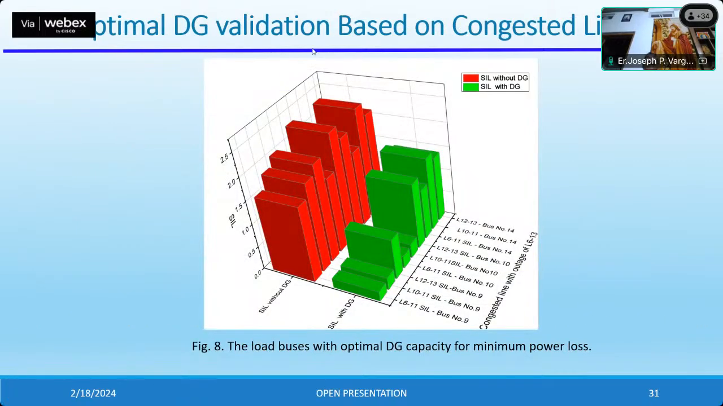This is the optimal DG validation based on congested lines. Here we get the load buses with optimal DG capacity for minimum power loss. We have taken the 3 feasible conditions and our congested lines, and in each congested case, we are penetrating bus number 9 with 49 megawatt DG. Then the severity index of this line has become less than 1. But in this case, it has reduced, but the value has not become less than 1. In this analysis also, we reveal that our optimal location is bus number 9, and our capacity is 49 megawatt.